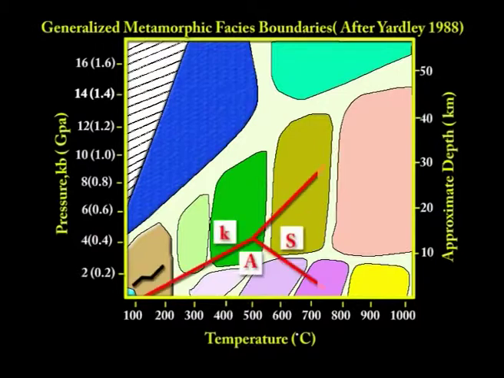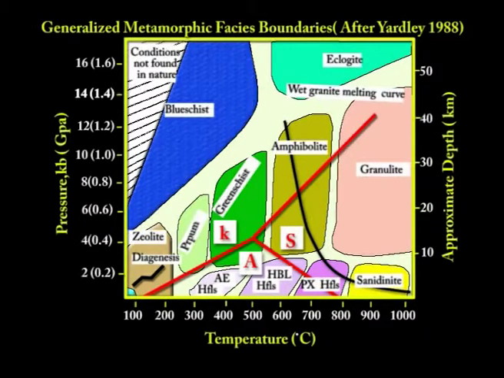Namaskar. Today we will discuss Amphibolite facies. The Amphibolite facies belong to the intermediate pressure temperature facies. If we look at the screen, the intermediate pressure facies are Zeolite, Greenschist, Amphibolite and Granulite facies. Amphibolite comes after Greenschist facies.